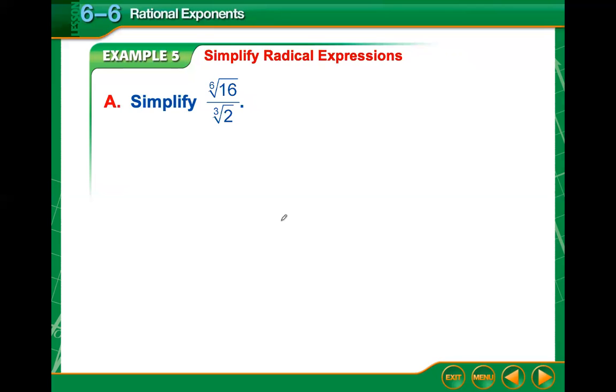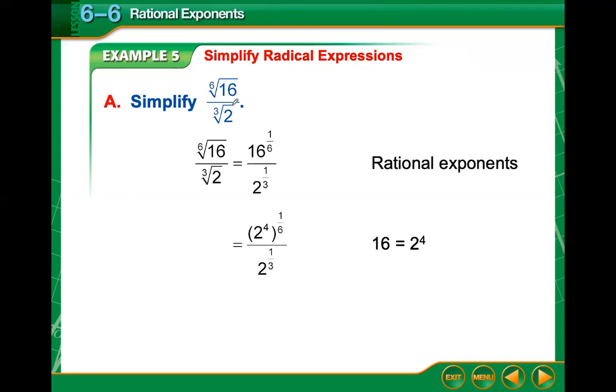All right, for example 5, we're going to go ahead and simplify the 6th root of 16 over the 3rd root of 2. So this is one of the times it probably would be helpful to have these written as an exponent rather than a radical, since these are not the same type of radical. When we do this, we get 16 to the 1/6 divided by 2 to the 1/3. And we can rewrite so that we have the same base of 2. So 16 is the same thing as 2 to the 4th.